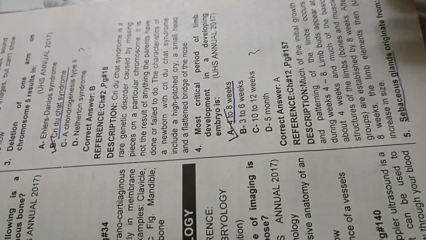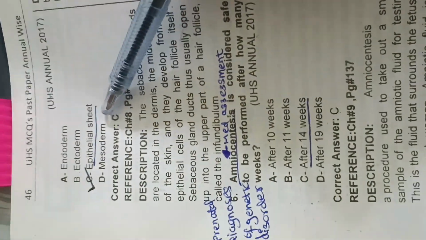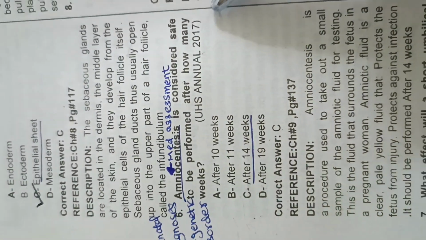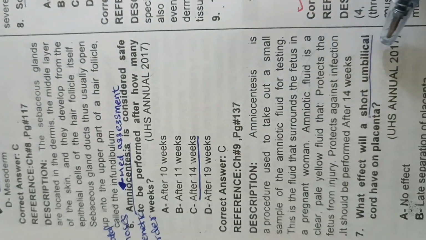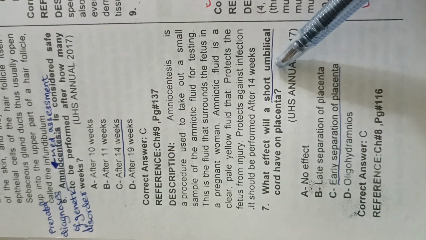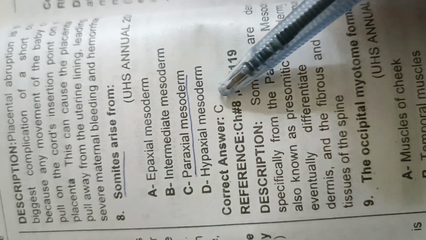Sebaceous gland originate from the epithelial sheet. Amniocentesis is considered safe to be performed after 4 weeks. What effect will a short umbilical cord have on placenta? Early separation of placenta. Somites arise from the paraxial mesoderm.